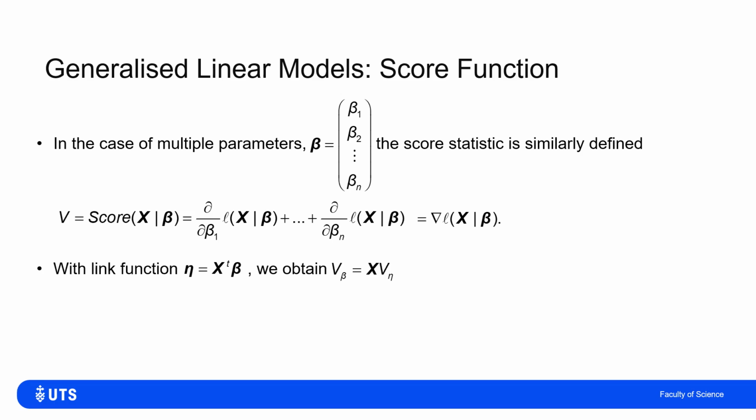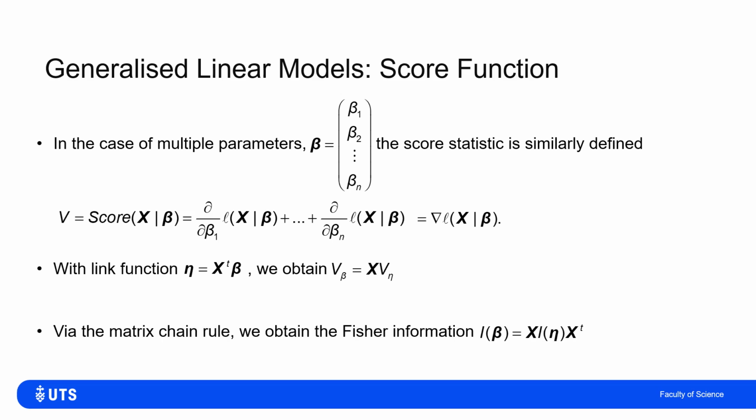For the link function, if I've got the link function nu being x transpose beta, then I will get the score v beta with x v nu. And if I use the matrix chain rule, then I can simply get this in terms of the Fisher information, that the Fisher information associated I of beta will be x times the Fisher information I of nu times x transpose.